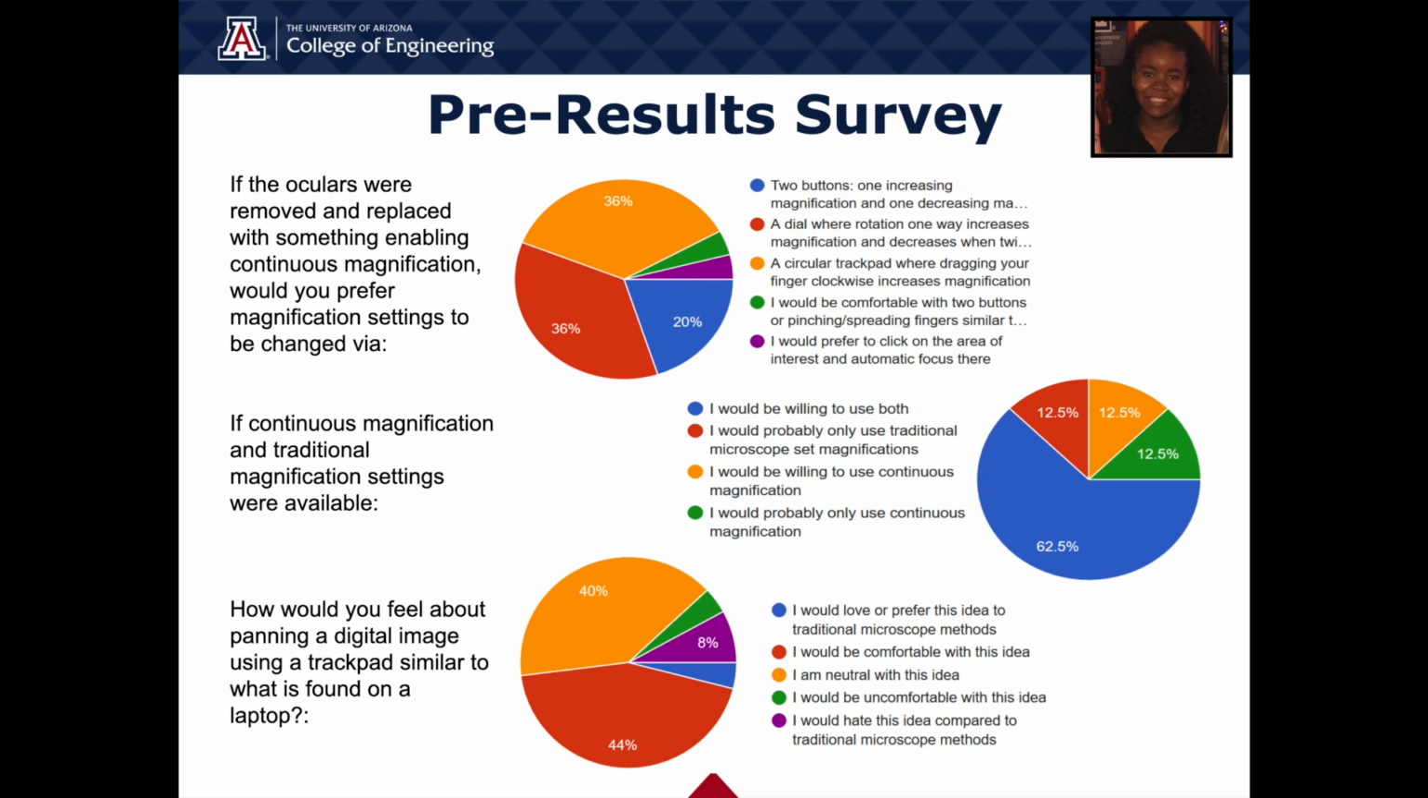Most of the questions on the survey were related to the device main functions, the panning and the magnification. And with this survey, we wanted to know how receptive our design ideas were. This slide shows the results we selected from the survey and implemented on our design. The first two graphics are related to the magnification setting preferences, and the last one is related to the panning of the image using a trackpad similar to the one that we find on a laptop.